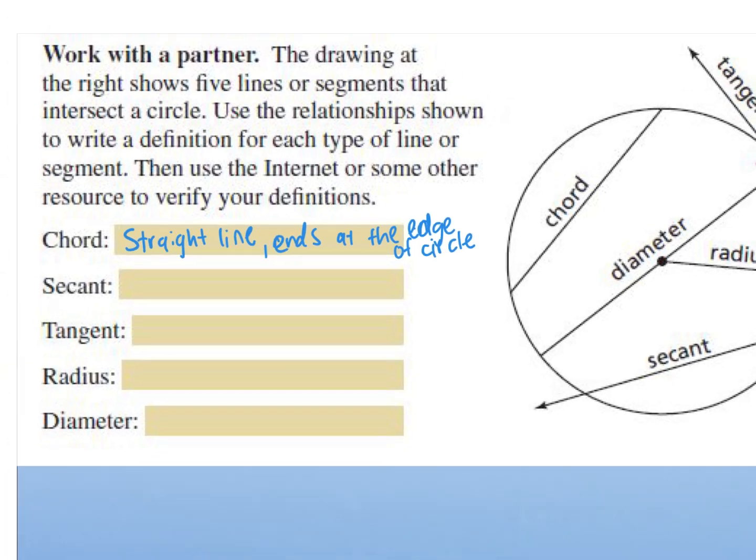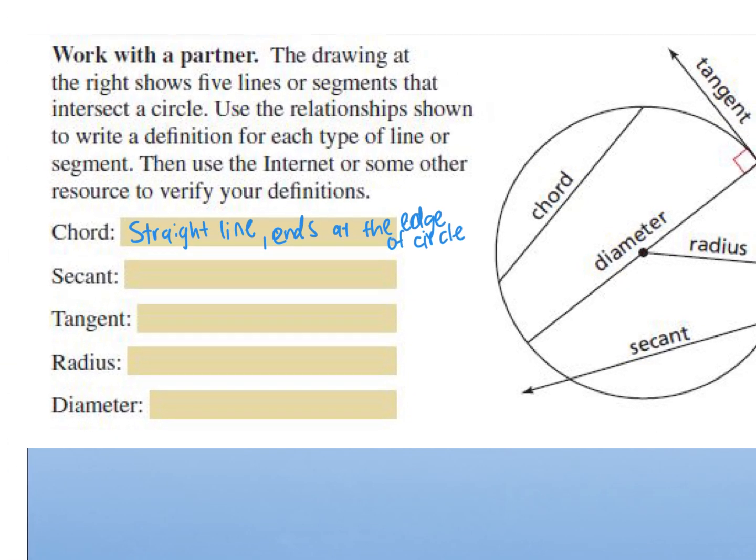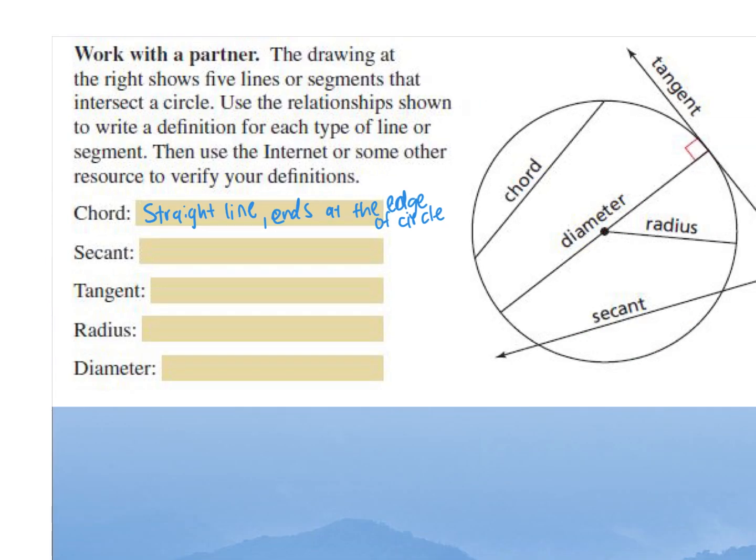So I want you guys to do that same thing for each of these. I want you to write your personal definition for each one, and let's see how close you get to the actual formal definition. So go ahead and try that. Do the next 4, go. Tell me what they think a secant is. A secant.